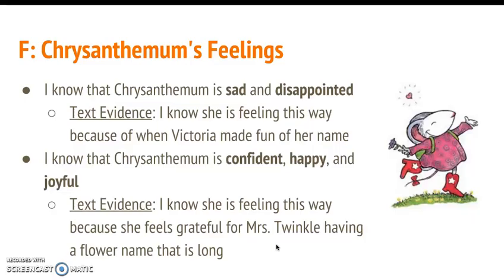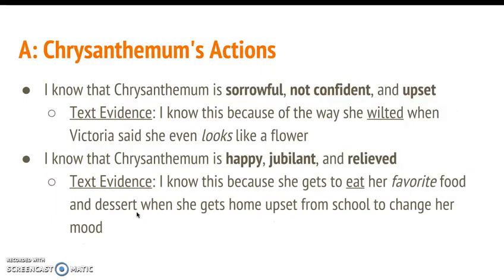Chrysanthemum's feelings. I know Chrysanthemum is sad and disappointed because she is feeling this way when Victoria makes fun of her name. I know that Chrysanthemum is confident and joyful. The text evidence that helps show me this is when I know she's feeling this way because she is grateful for Mrs. Twinkle having a flower name that is long just like hers.